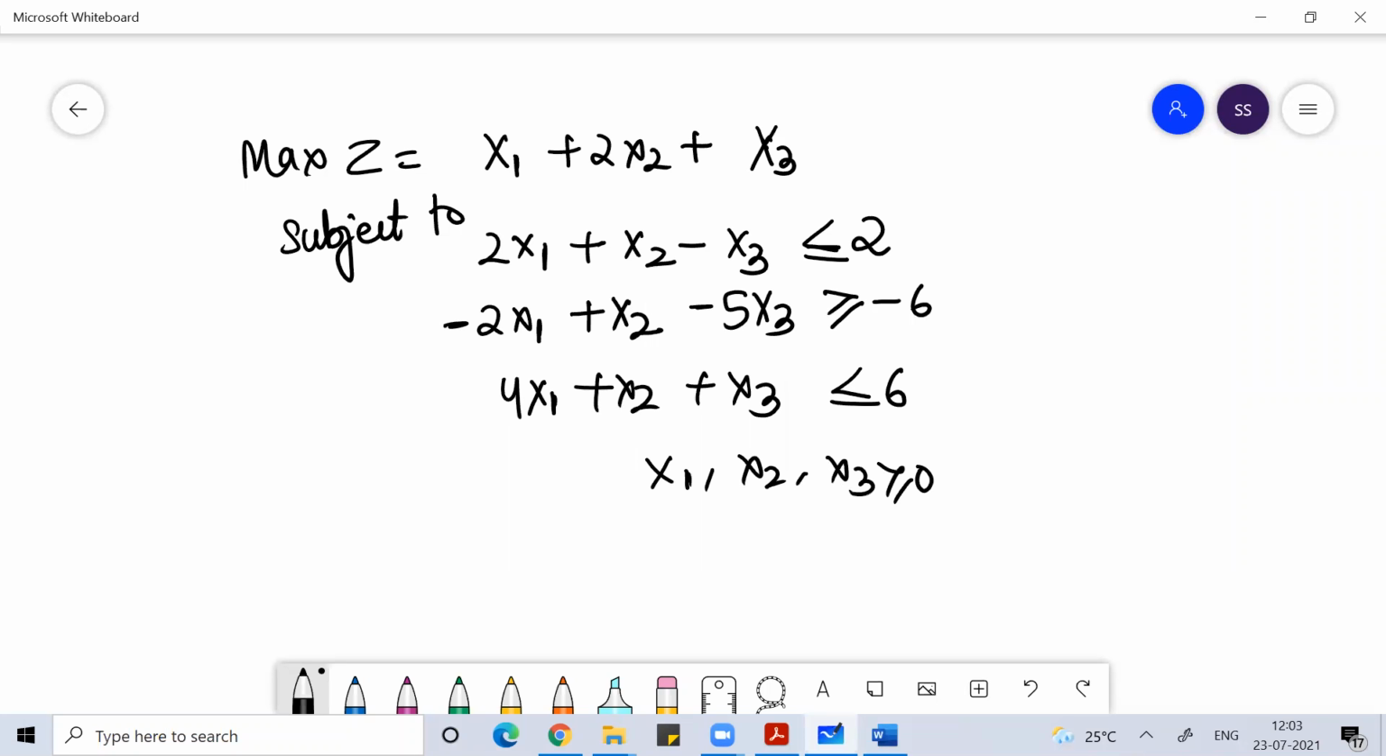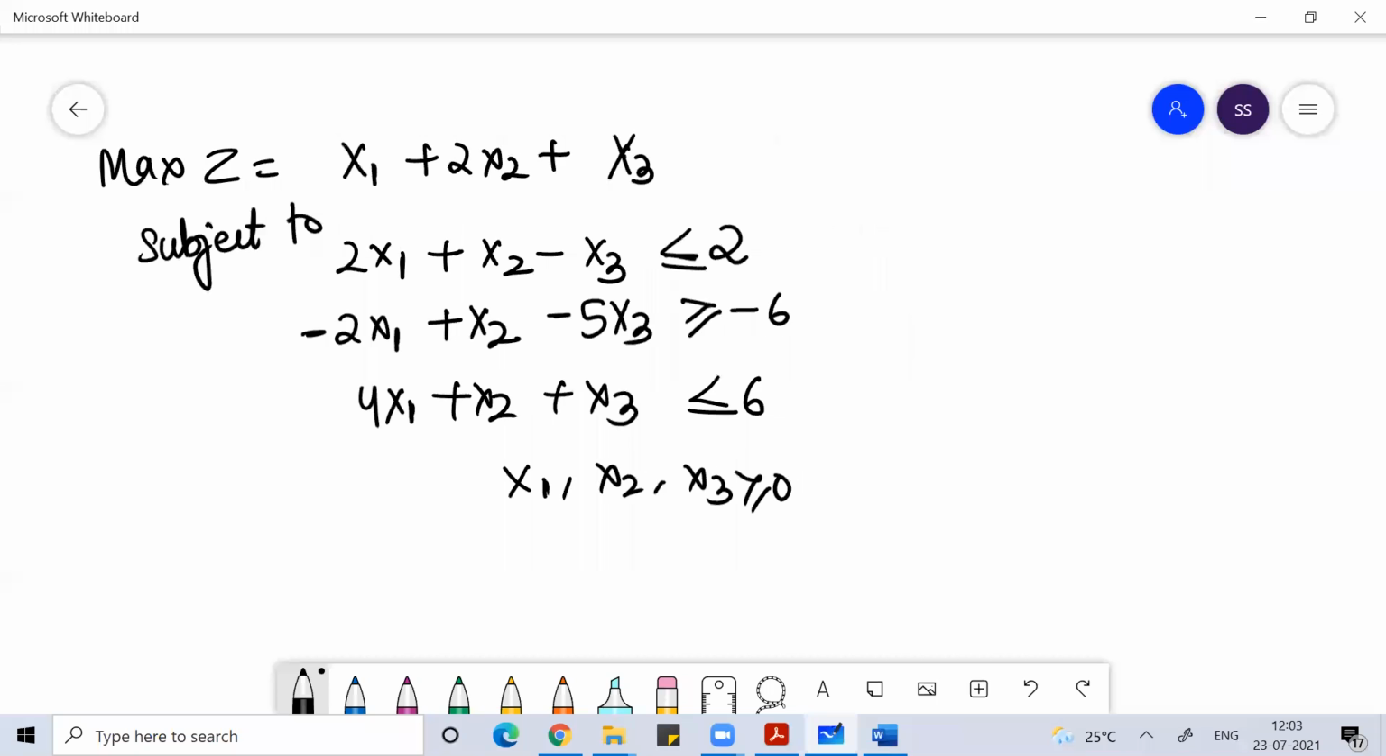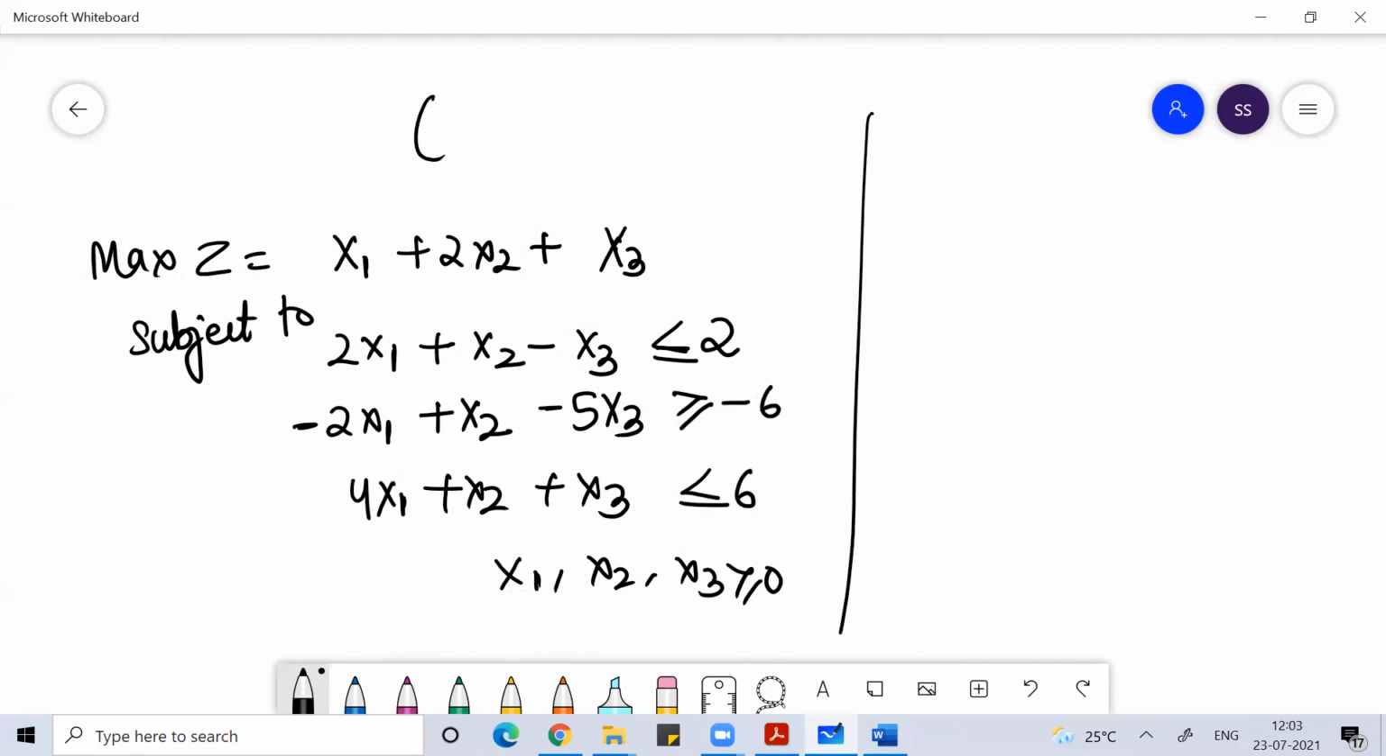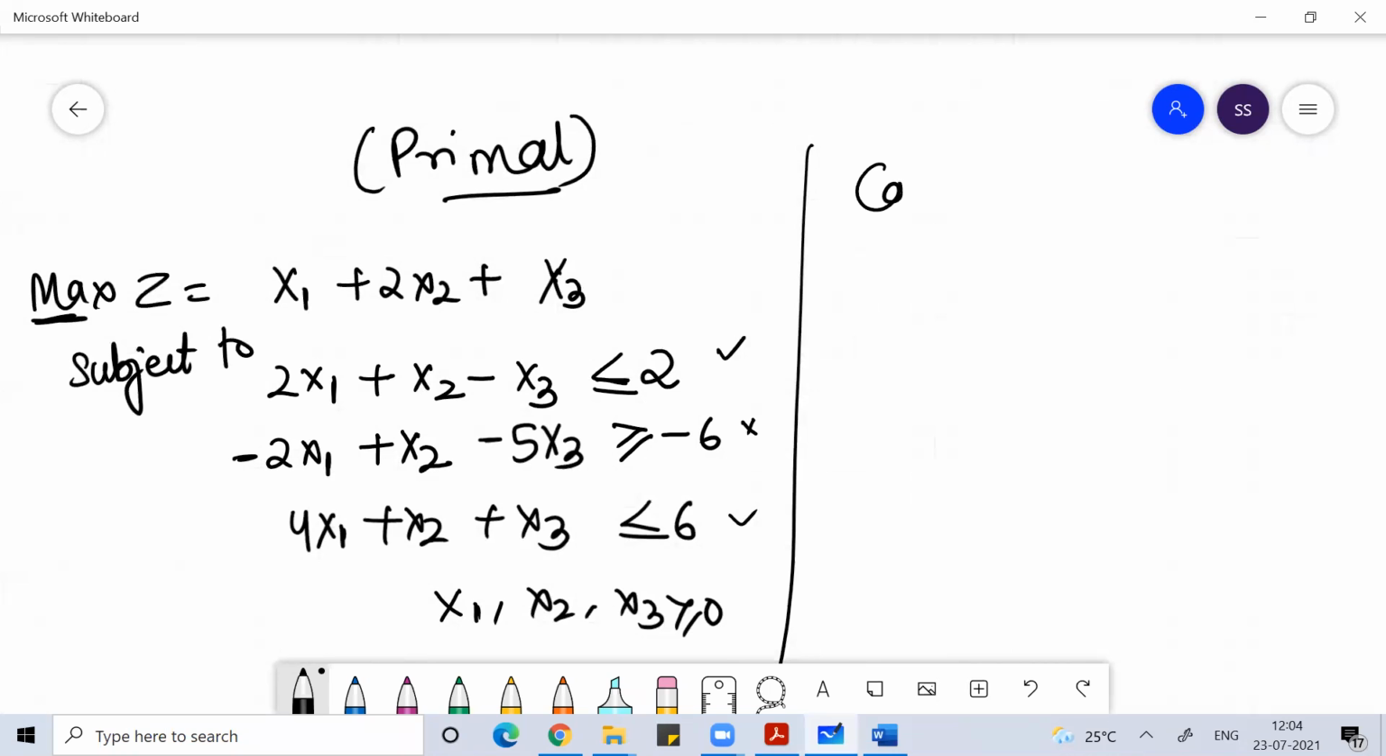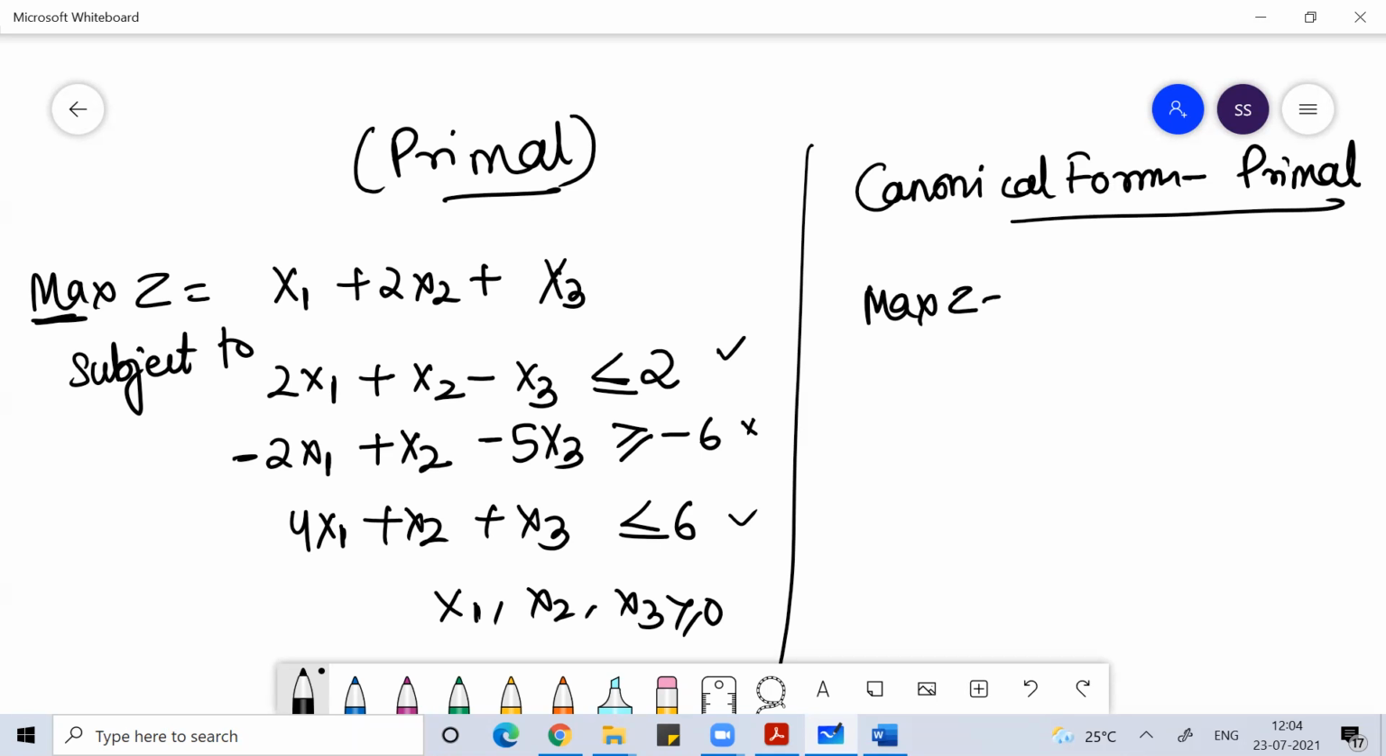So if this is the problem, guys, this is your primal. This primal is not in canonical form because the objective function is maximum, but this constraint is less than or equal to, this one is greater than or equal to, and this is less than or equal to. If I write your primal in canonical form, then your objective function will be maximum of z equal to x1 plus 2x2 plus x3.